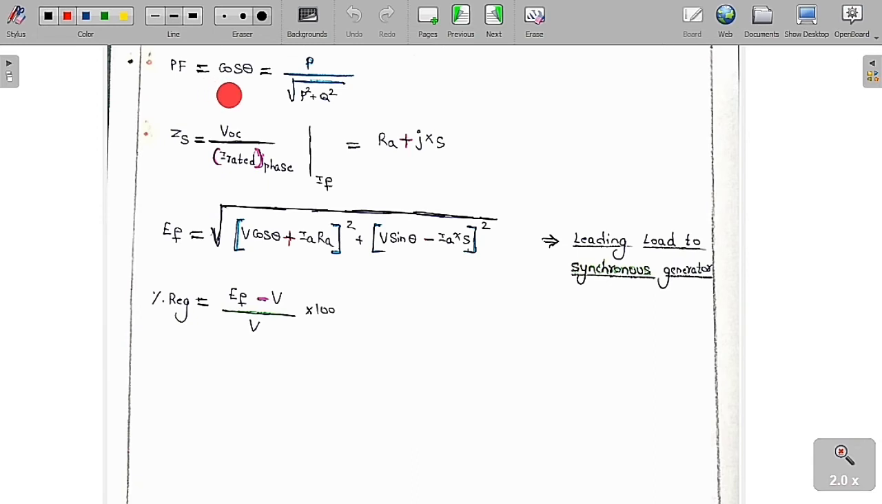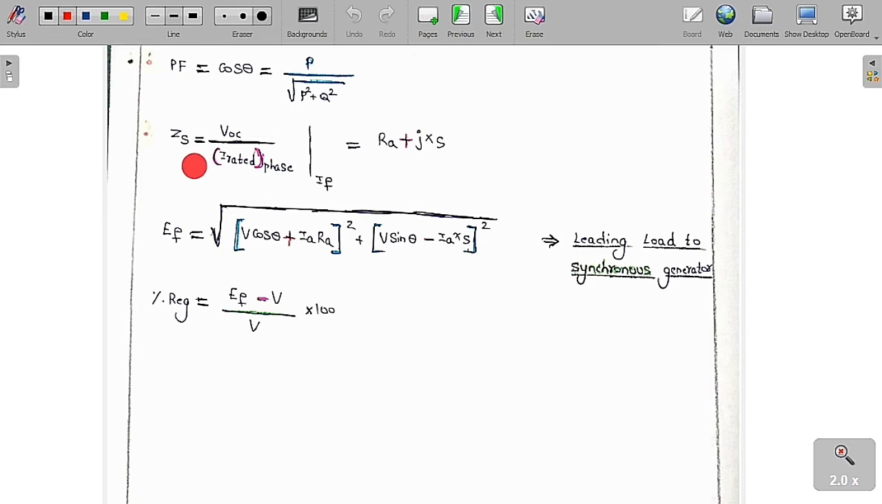So power factor is equal to cos phi is equal to P by the square root of P square plus Q square. Therefore, ZS is very simple. The synchronous impedance is equal to the open circuit voltage by the rated armature current per phase, at a constant field current. Field current should always be constant for the open circuit voltage and the rated armature current per phase. So therefore, we get Ra plus jXs.